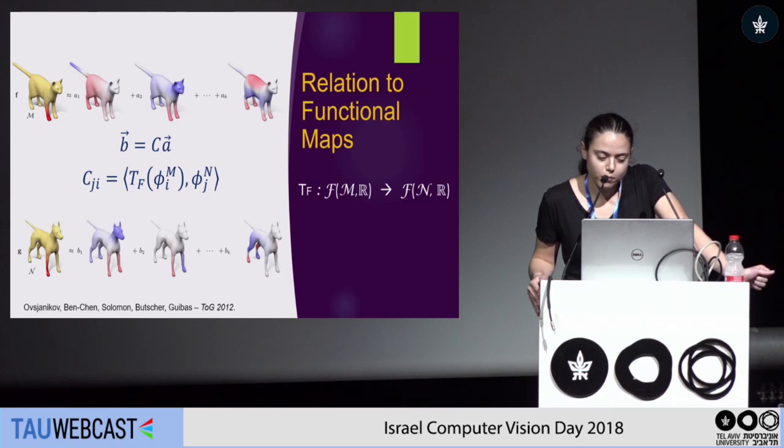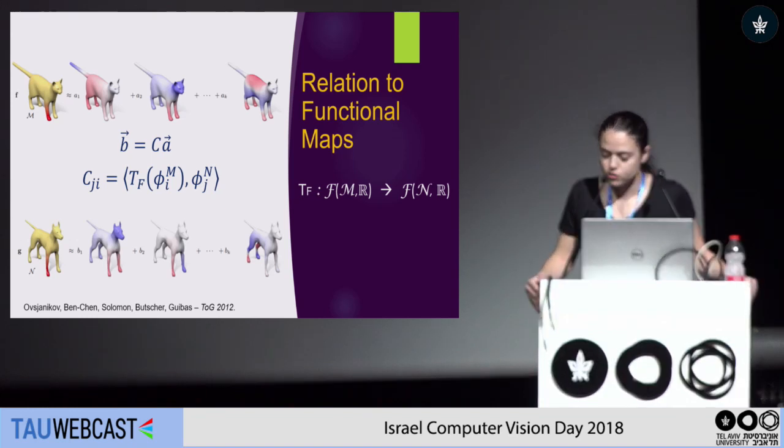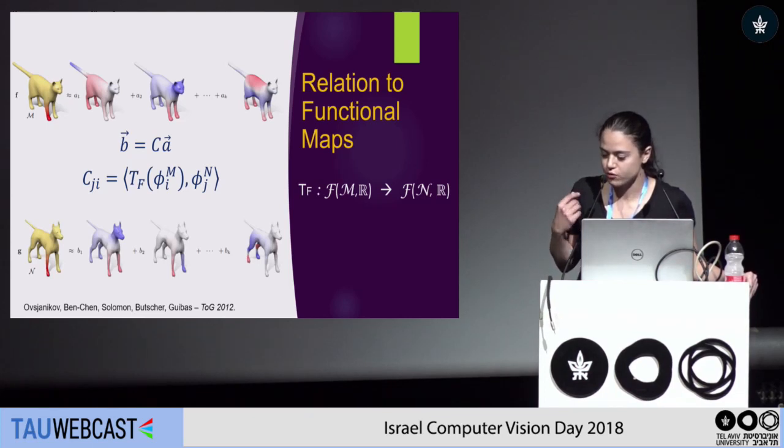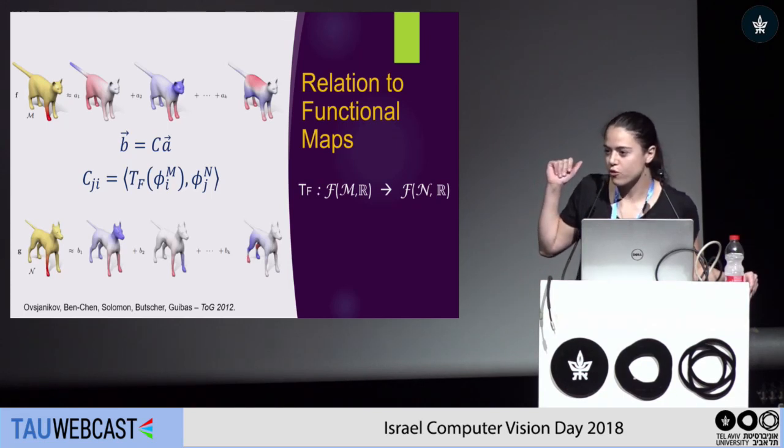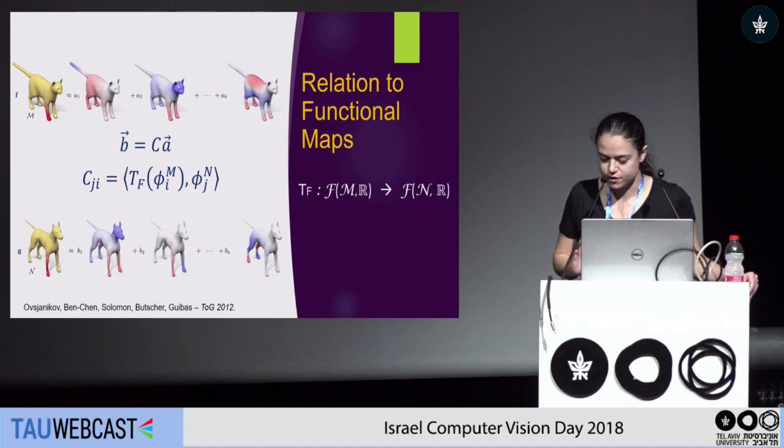And we do so by introducing an object called a functional map, okay? The functional map is a matrix, and in this matrix, each entry corresponds to the following. We take a basis function on the source shape, we map it to the target shape, and we project it on a basis function that is defined on the target shape. So we have all these entries.